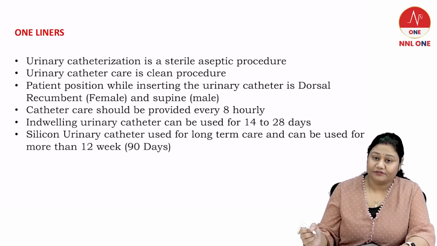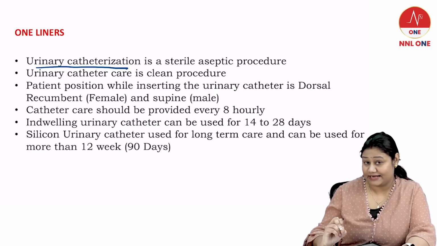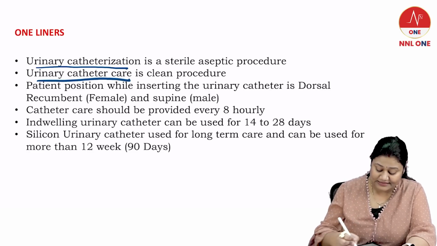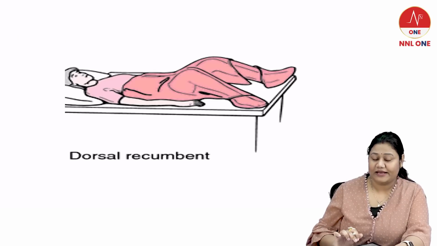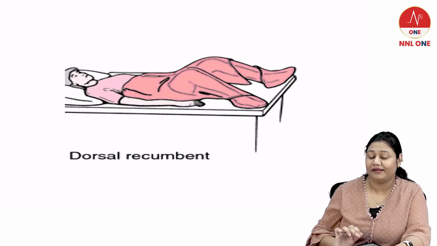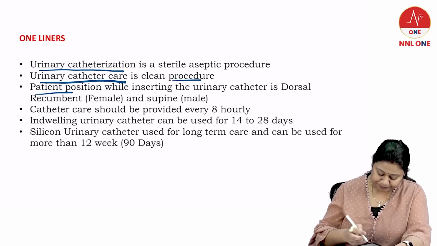Now let's talk about the one-liners for urinary catheterization. Catheterization is a sterile procedure, but catheter care is a clean procedure, right? What position will you give to the patient while inserting the catheter? It should not be lithotomy. It is dorsal recumbent, and for males it is supine.